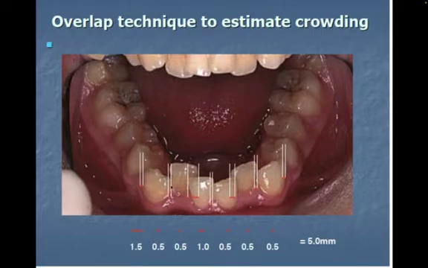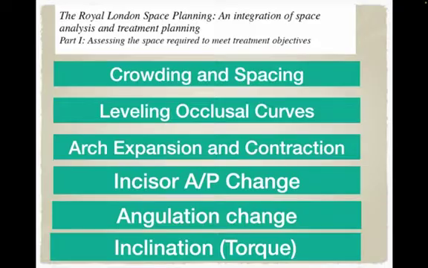And it's the same here, so that would be 1 millimeter, so that's in total 1.5 millimeters of crowding for this tooth. Then you do the same for each overlap in the contact points, you add them together, and the sum of that will be the amount of crowding. It's a good method, but this is not the method that is recommended by the Royal London Space Analysis. This method, we use it in the clinic when we examine patients.